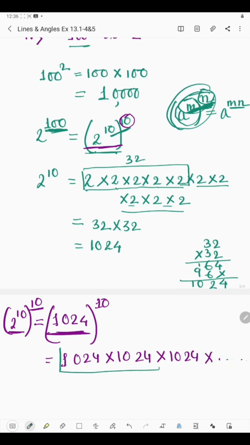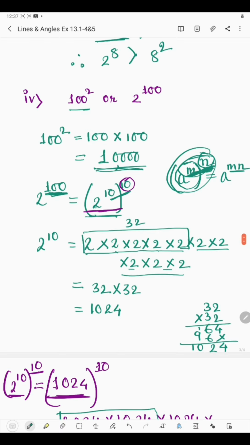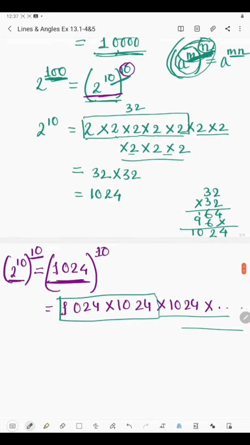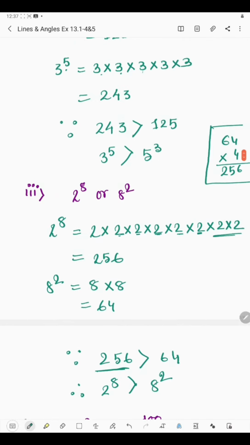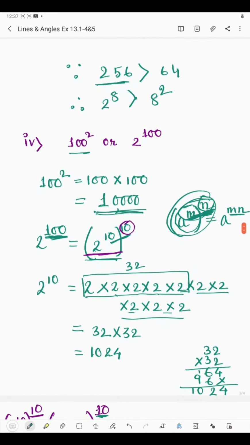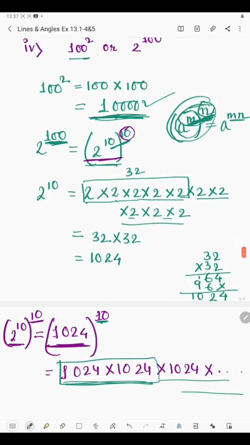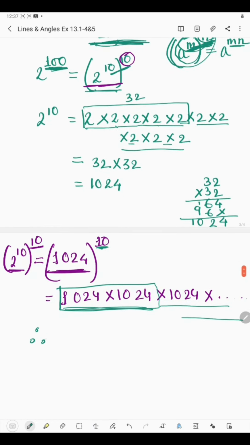Now if you just multiply these two, you will get a number which is greater than 10,000. Okay, you don't have to multiply so many numbers. Just imagine how big it is, because the power is 10. When you write 10 times 1024, you cannot imagine how much bigger it is. If you multiply only two numbers, whatever number you will get will be more than 10,000.